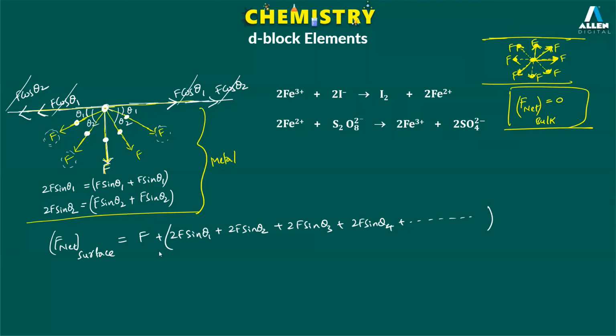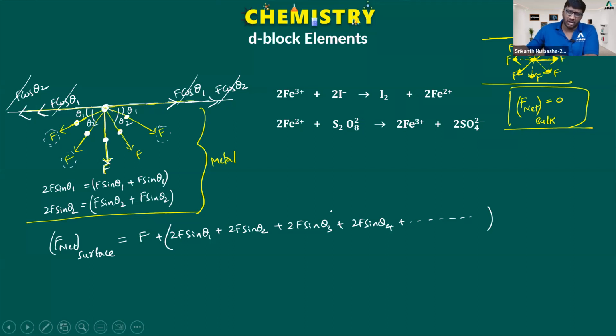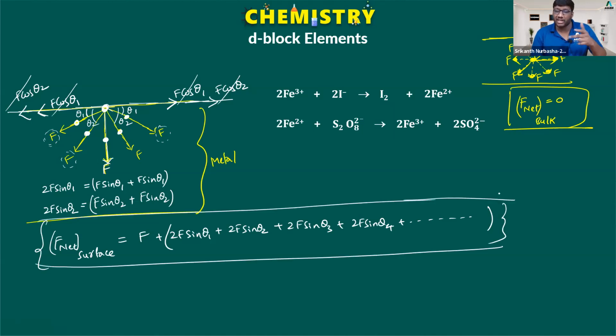Lalit got the right answer. Now you know the net force on the surface is F plus 2F sin θ1 plus 2F sin θ2 plus 2F sin θ3 and so on up to 2F sin θn. So we don't need to look at all these magnitudes, but what I can say instead is every surface particle has a net downward force.